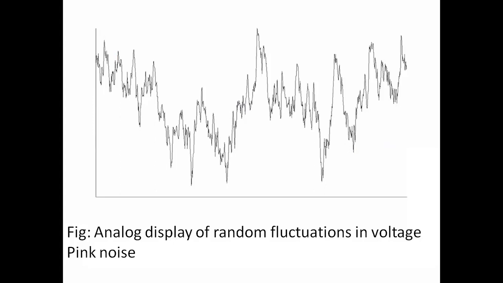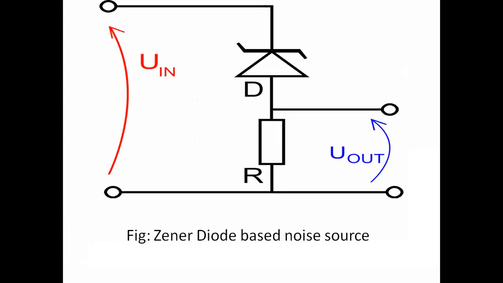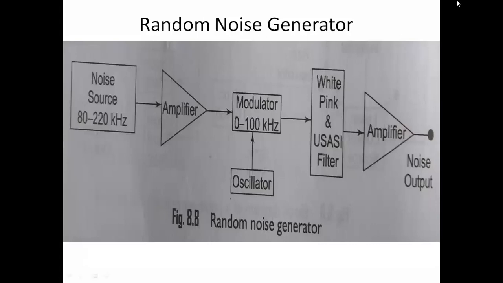So a noise source will generate the noise signals, and after that the signal's strength will be increased by an amplifier, improving the gain. The generated frequency range is decreased by using the heterodyne process, so we can decrease the frequency range to 0 to 100 kilohertz. After that, by using filters we can separate the individual noise sources.